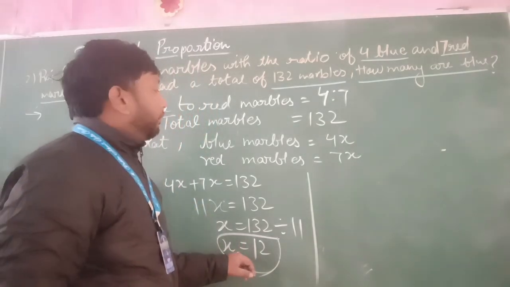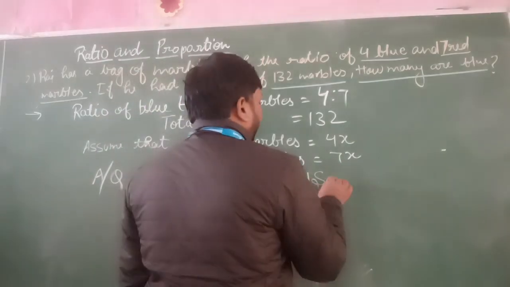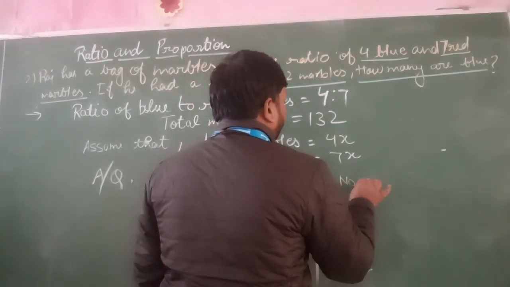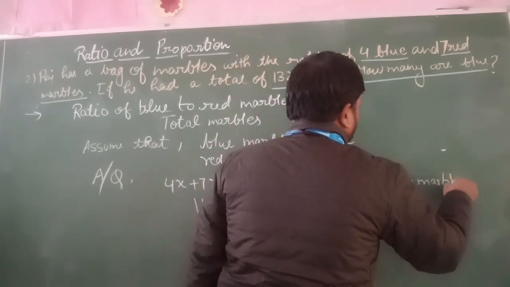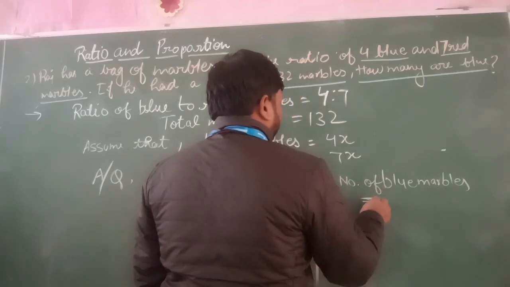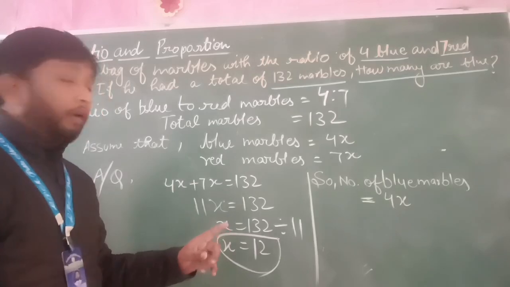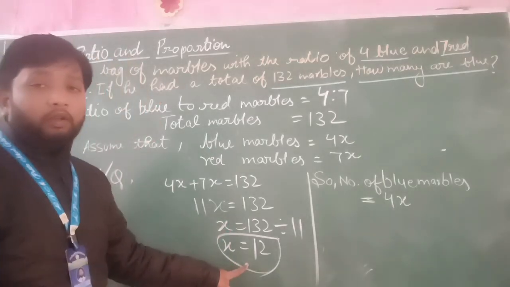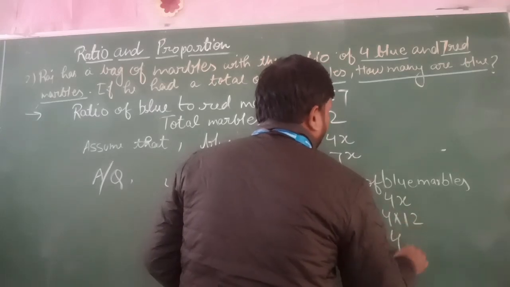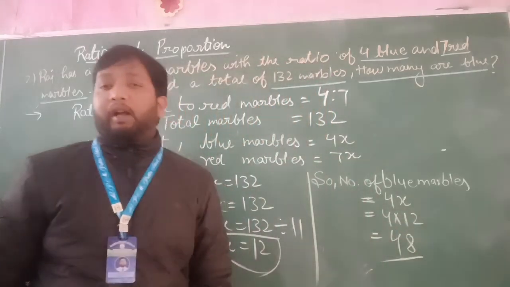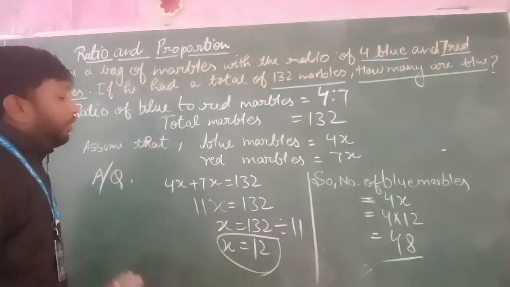Now we have to find the number of blue marbles, and we have got the value of x, but we have assumed that blue marbles is 4x. From here we find, so number of blue marbles is equal to 4x, but the value of x is 12 we got, so we will write the value of x as 12. So here we got the number of blue marbles in the bag of Raj is 48.